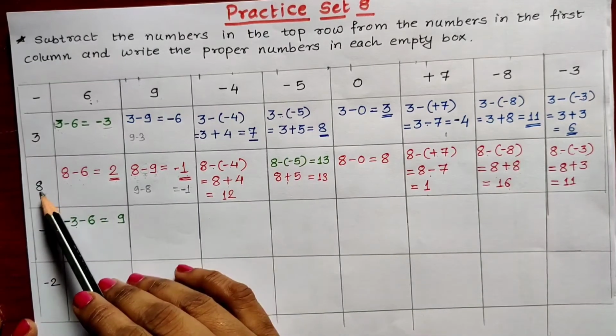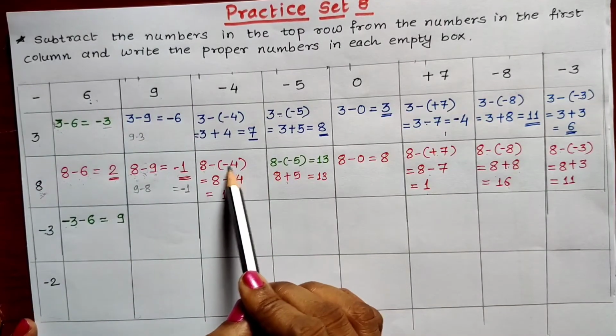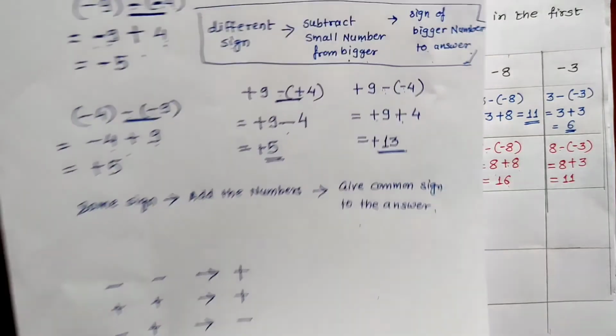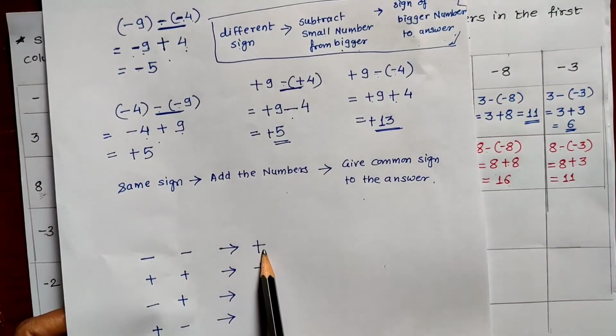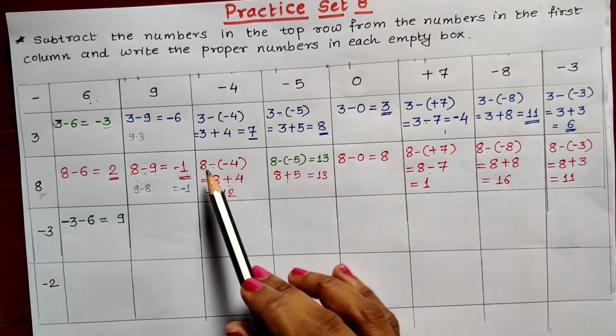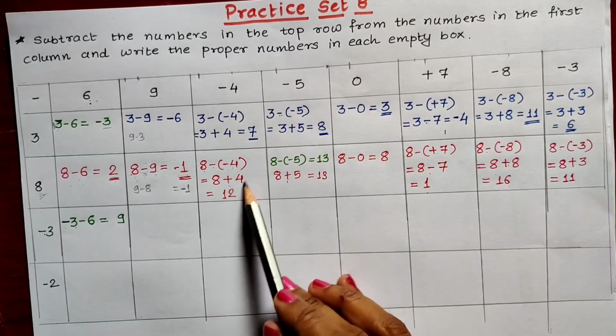Now let us see the next one. 8 minus minus 4. Two signs coming close to each other. We have to combine the signs and make a simple sign. Minus minus becomes plus. Okay. So here we have to write minus minus plus. 8 as it is, 4 as it is, minus minus plus. 8 plus 4 we all know 12.